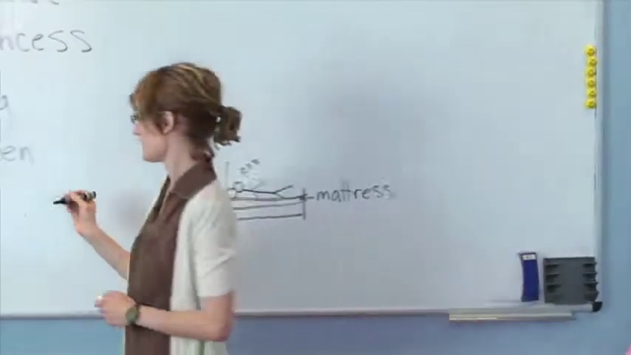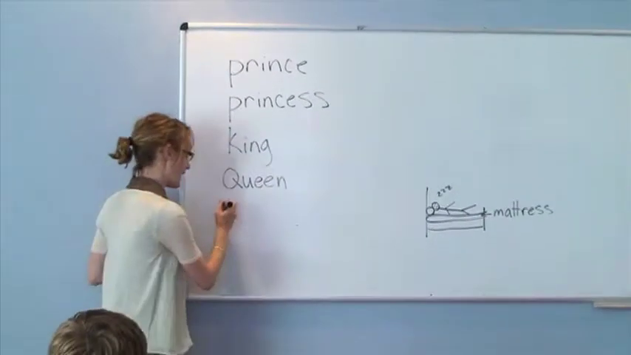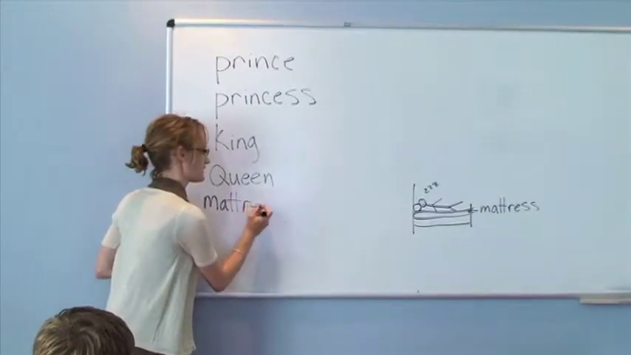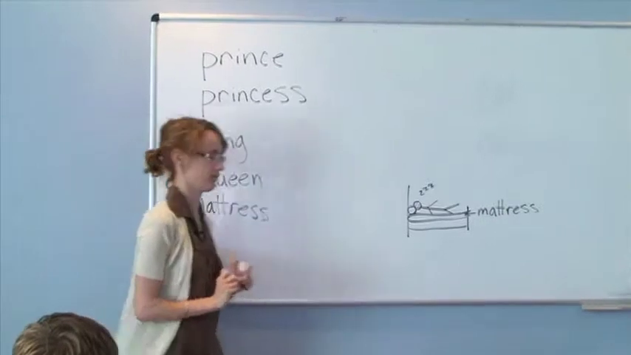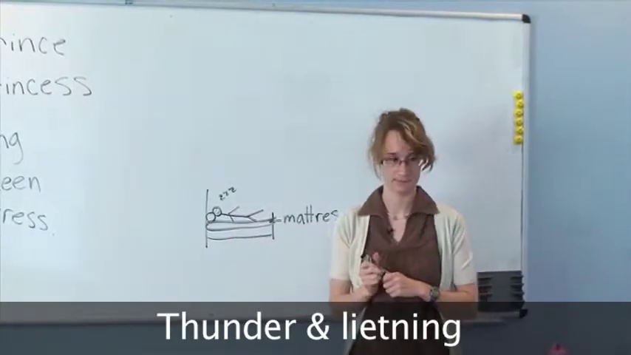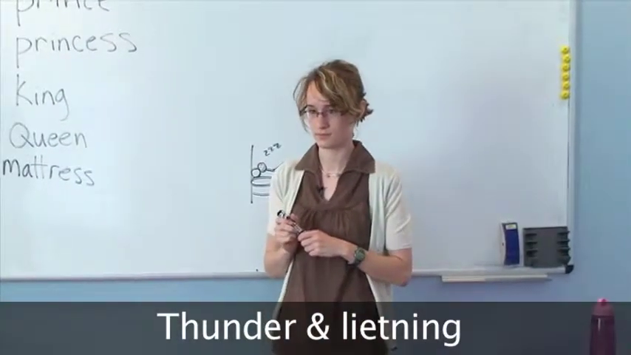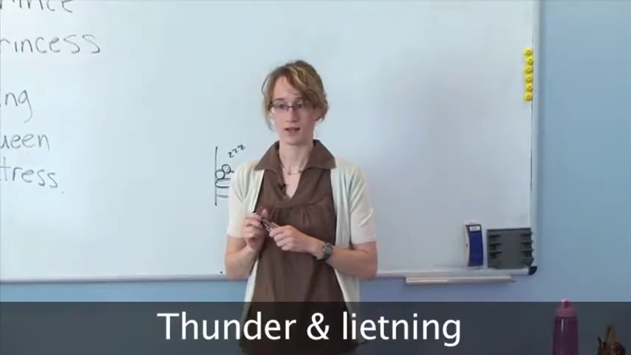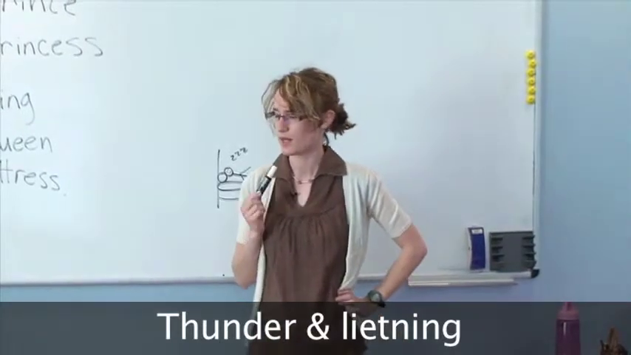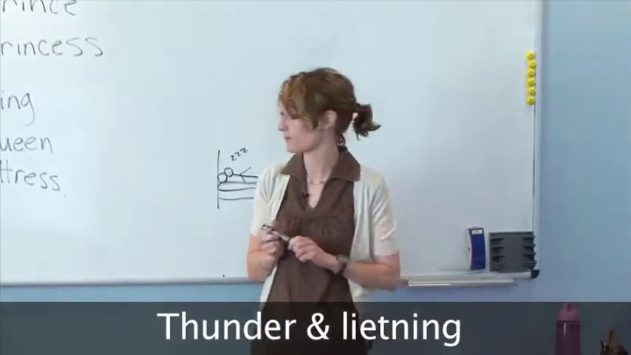Okay? So this story has a prince, a princess, a king, a queen, and some mattresses. Sounds like a funny story, don't you think? Mattress. What about thunder and lightning? What is thunder? Thunder is some event that blows some light. Didn't we have a storm last week? Yeah. I think last Thursday, there was a storm.